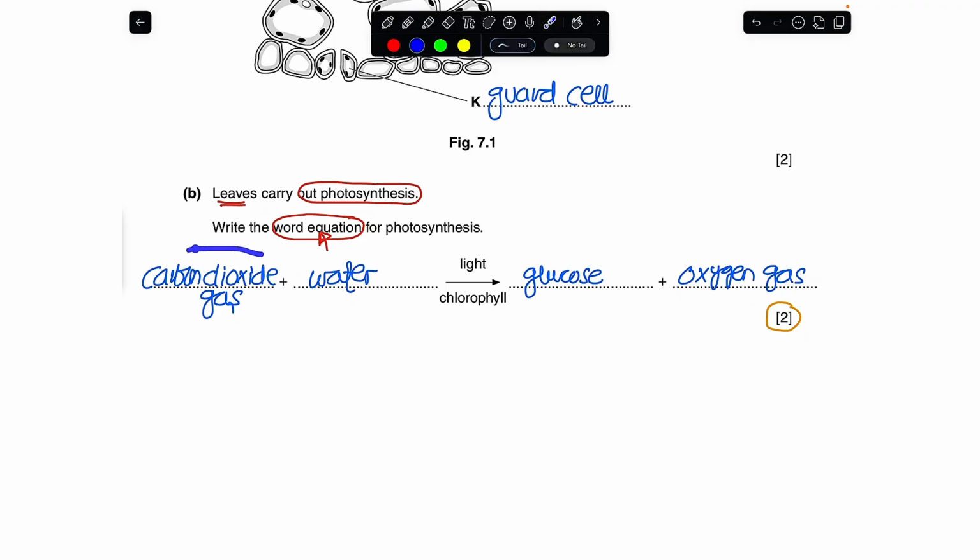So for the word equation here, we have written carbon dioxide gas. This is a raw material for photosynthesis, and here comes the water. In the presence of light and chlorophyll, we would end up making glucose and oxygen gas out of it.